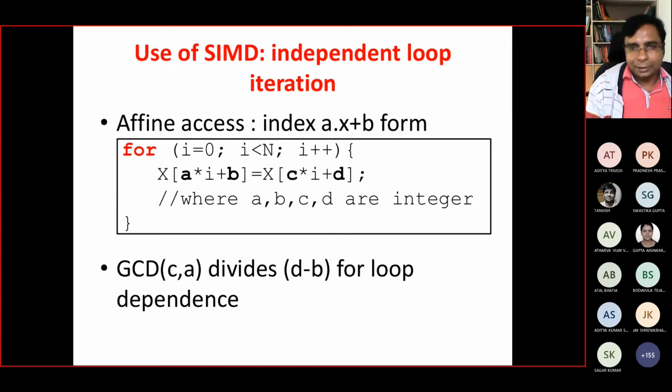So y is equal to mx plus c. Have you heard about this thing? y is equal to mx plus c, the standard index ax plus b form. Same format. This is a linear access or affine access. For any vector access with linear form indexing, we have a rule: if GCD of c and a divides d minus b, then there is a dependency. If it doesn't divide, then there is no dependency. So there is a standard theory behind this that we'll see with examples. In the next class, we'll see how we can do simulations and other kinds of vector optimizations for the code.